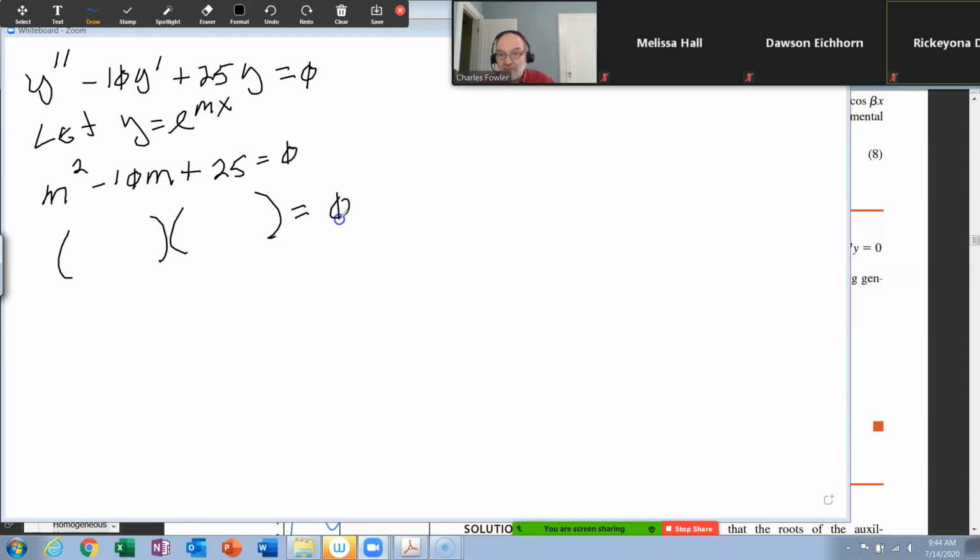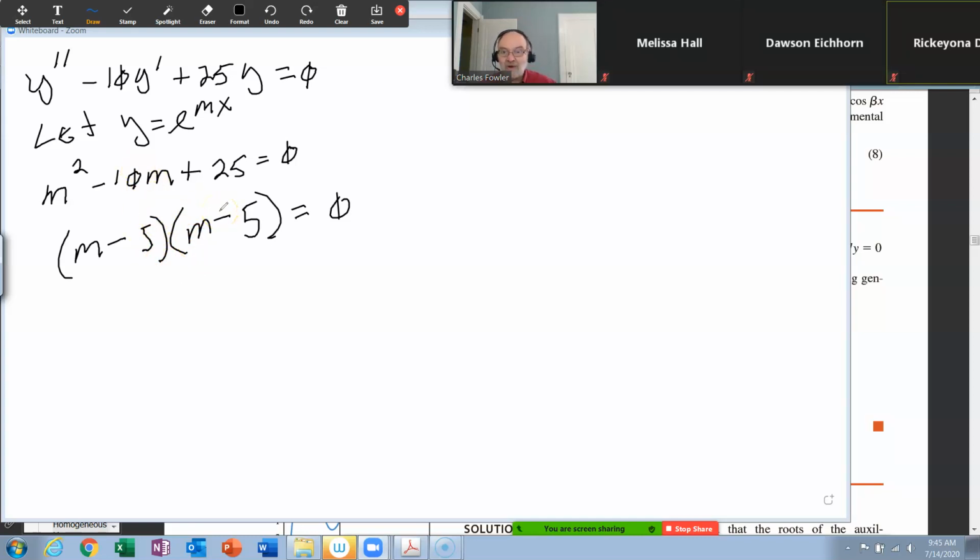Well, the only possible factorization for m squared is m times m. And since you have this positive sign here for this one, that means these two signs have to be the same. And since that one's negative, they both have to be negative. Now, when I ask myself what's the only possible factorization of 25, there's only a few. I'm going to go with the simplest one, 5 times 5. Let's see if that works. m times m is m squared, minus 5m minus 5m, that's minus 10m, plus 25.